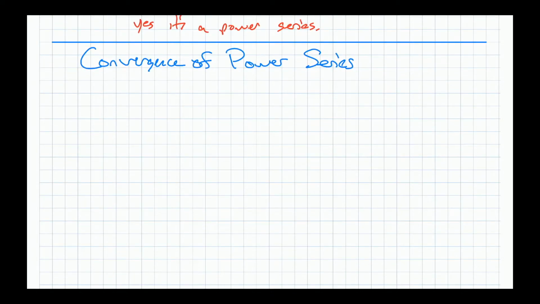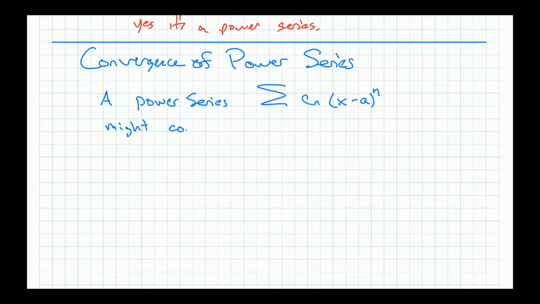All right, so we have a definition. A power series, this one, the sum of c_n times (x minus a) to the n, might converge or diverge at different x values. It might converge at one x value, but not another.